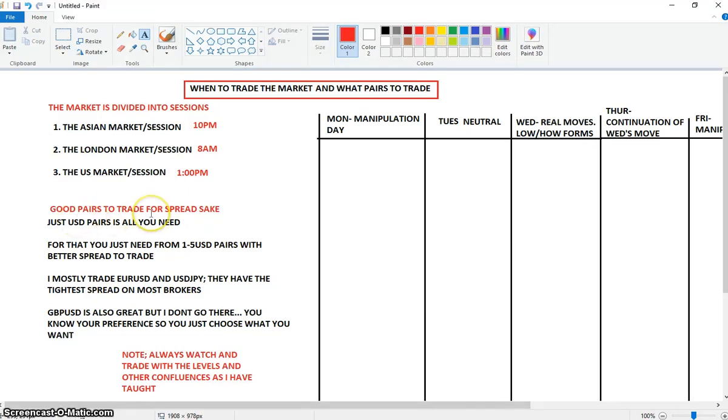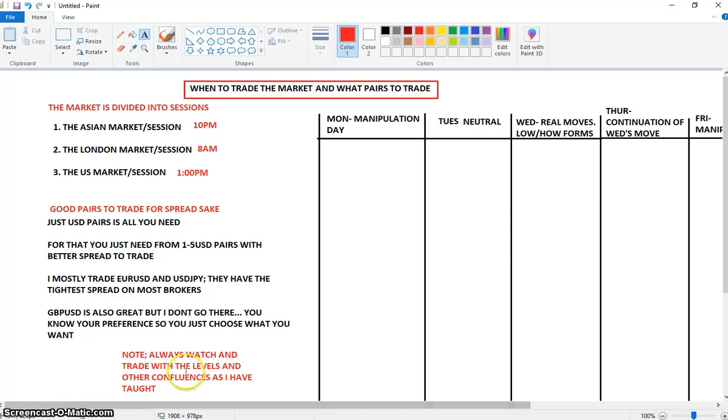Some good pairs to trade for spread's sake: just the USD pairs are all you need. You just need to trade from one to five pairs with better spread. I mostly trade the EUR/USD and the USD/JPY because they have the tightest spread on almost all brokers. GBP is also great, but I don't go there. You know your preference, so just choose what you want.